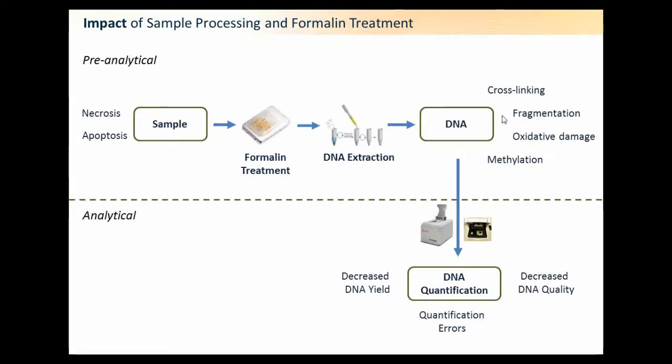Depending on the quality of the DNA and the formalin treatment, the DNA extraction could be impacted, where you have a decreased DNA yield and also a decreased DNA quality. All of this together could actually lead to quantification errors, where, as you increase the fragmentation of the DNA sample, you can start to over-quantify the amount of DNA you have in a tube.